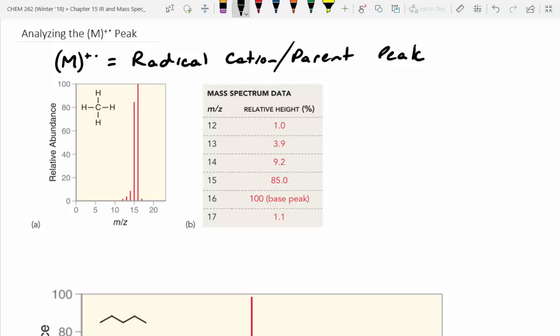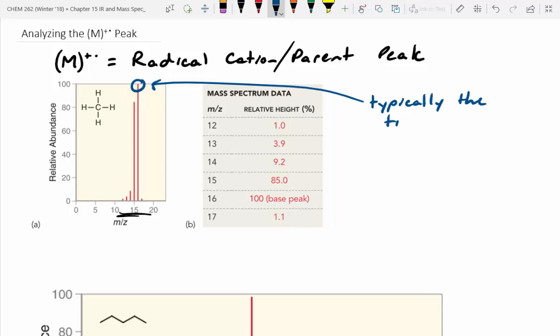The easiest way to find the radical cation or parent peak is to look at your spectrum, go all the way to the right, and you'll see a cluster to your right. In this case, this is the only cluster. And you typically want to look for the tallest peak in that rightmost cluster. So you guys see how that one's the tallest? So it's typically the tallest peak in your rightmost cluster.